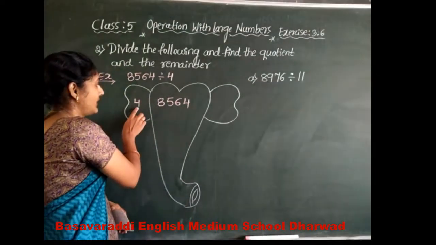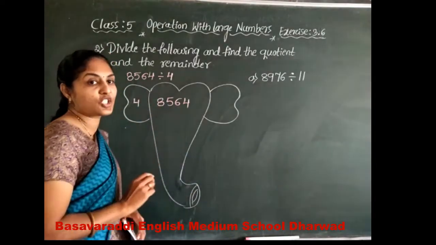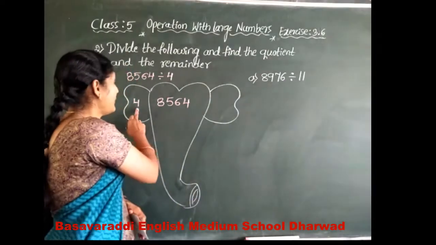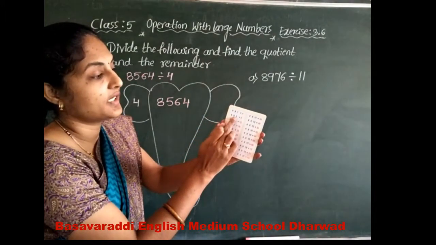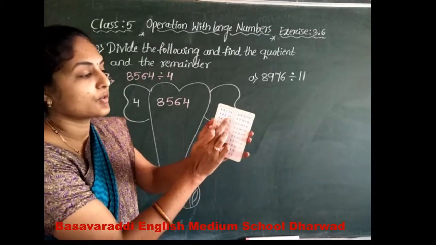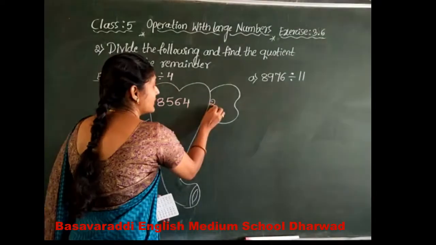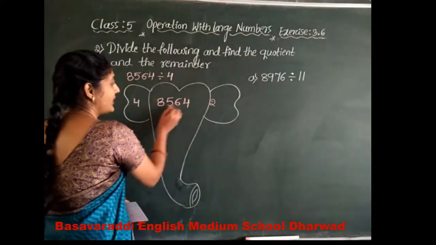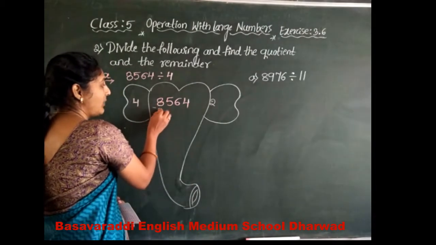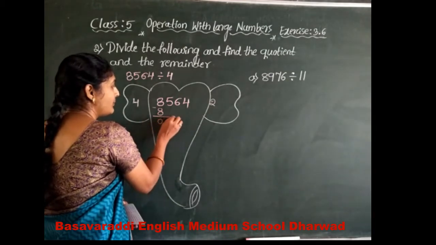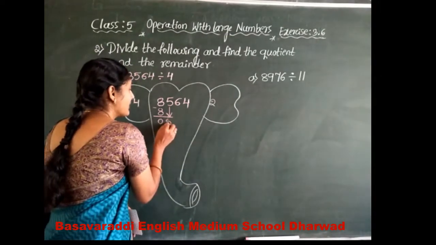Take the 4, and in the dividend take the highest place, the thousands place. Check: is the 8 in the 4th table or not? Yes, 4 multiplied by 2 is 8. So write the 2 in the thousands place, then subtract: 8 minus 8 is 0. Then we bring down the hundreds place from the dividend.